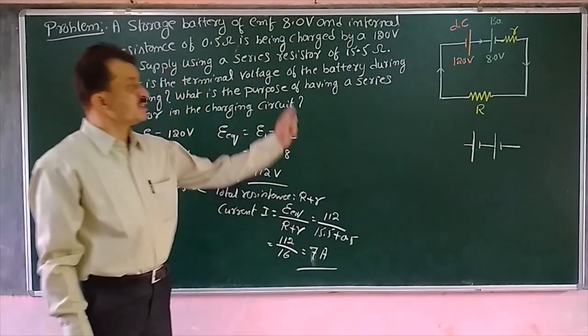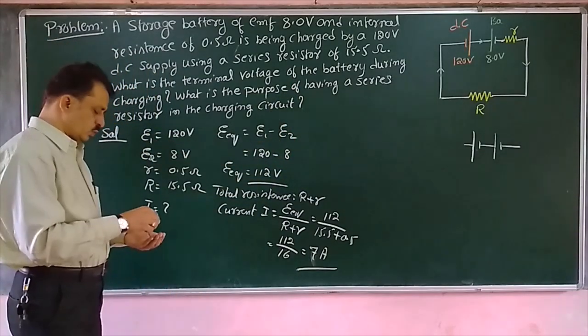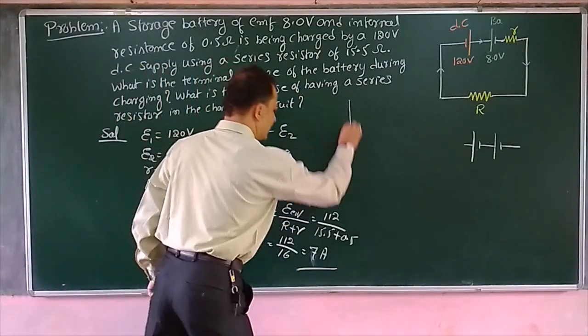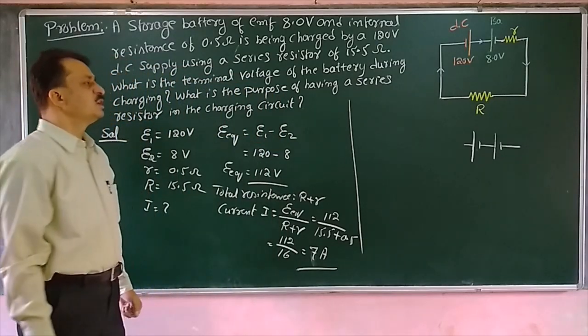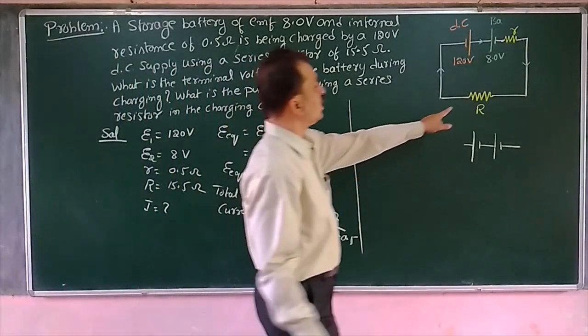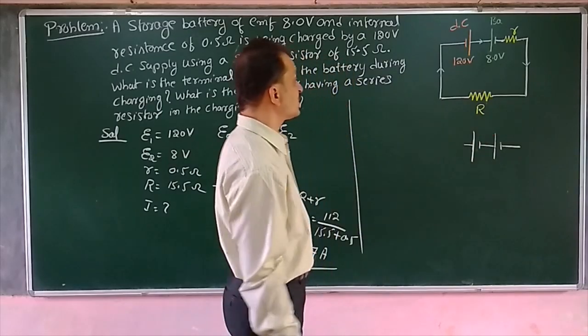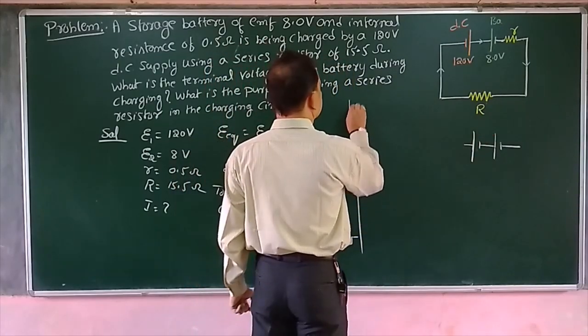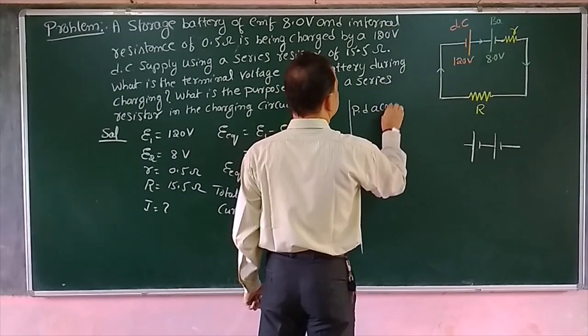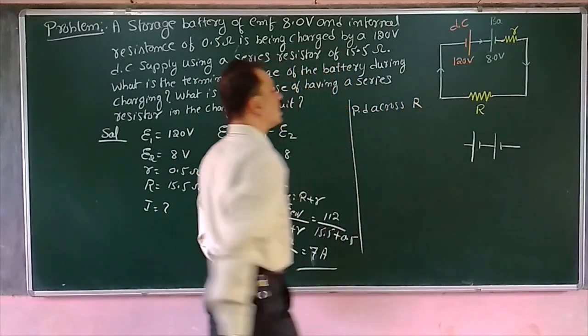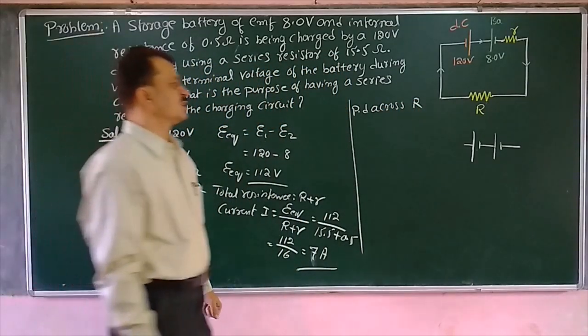Seven amps of current is flowing in the circuit. Clear? Next, since 7 amps of current is flowing, what is the potential drop across the external resistor? PD across R, potential drop across the external resistor.